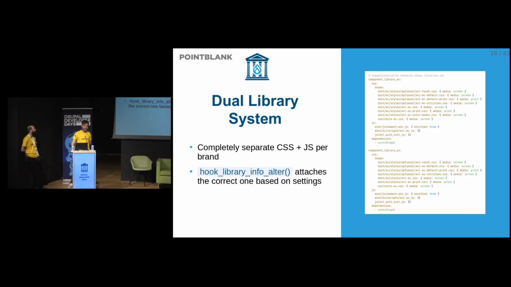The library system is more straightforward. Two entirely separate Drupal libraries, one for EC and one for EU. Each brand has its presets. A library alter hook dynamically attaches the correct one based on the component library theme setting. Assets in these libraries are the output of the ECL builder Aris discussed earlier.